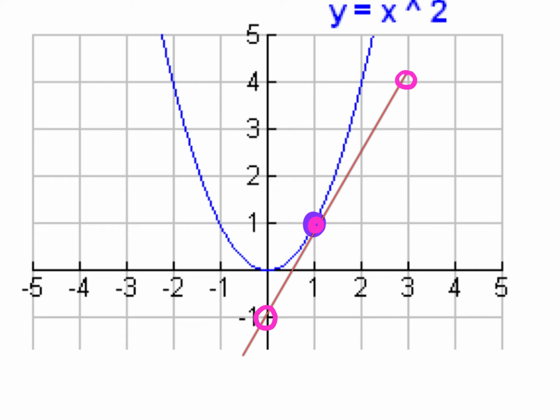Just pick one of them and count your slope. So I'm going to use this one here at (0, -1). I'm going to draw in my slope triangle, which is not absolutely necessary, but can be useful, and look at how much do I go up. So it looks like I go up 2 and I go right 1.